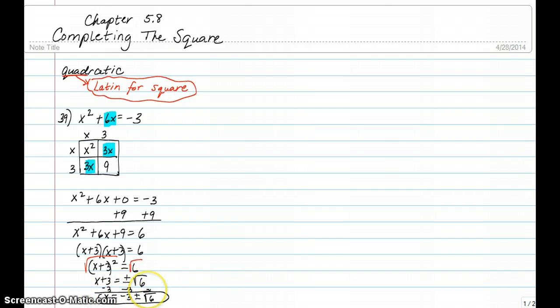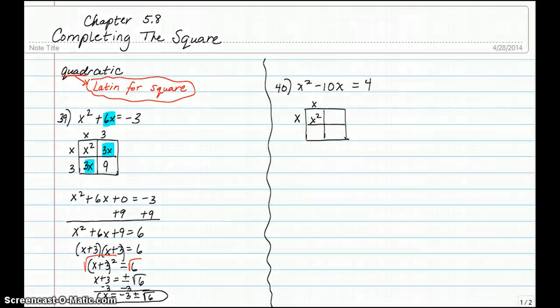This can often be faster than the quadratic equation. So that's one of the benefits of completing the square. It's often faster than the quadratic equation. All right, number 40 is x squared minus 10x equaling 4. And what I want you to do is try what we did in 39, see if you can complete 40. If you have any problems, go back and look at what you did in 39. And then once you're finished, turn the recording on and see how you did.